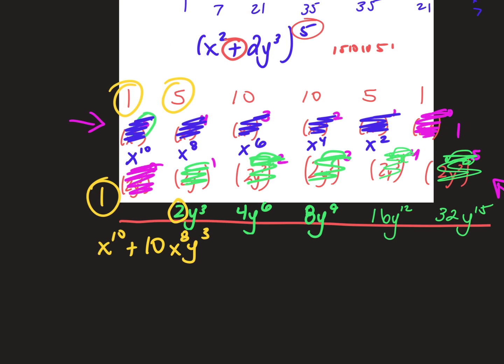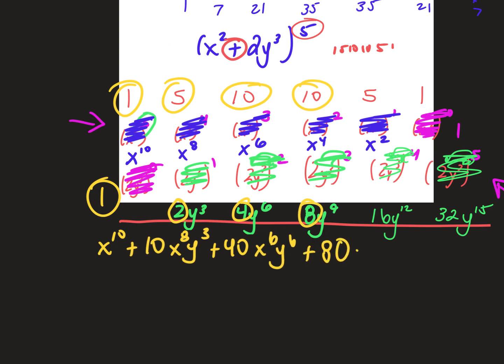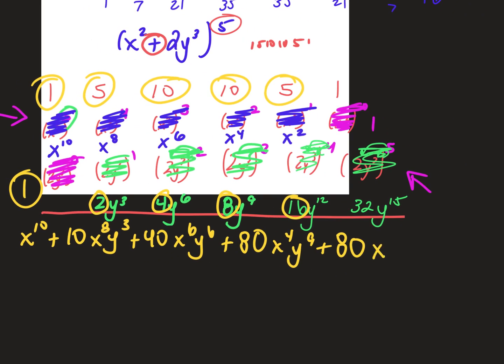So again, multiply the numbers. 10 times 4 is what? So 40, and then you have x to the 6th, y to the 6th. Now you have 10 times 8, which becomes 80. Stick the letters on. X to the 4th, y to the 9th. Then you have 5 times 16, 80 again. Stick the letters on. X squared, y to the what?